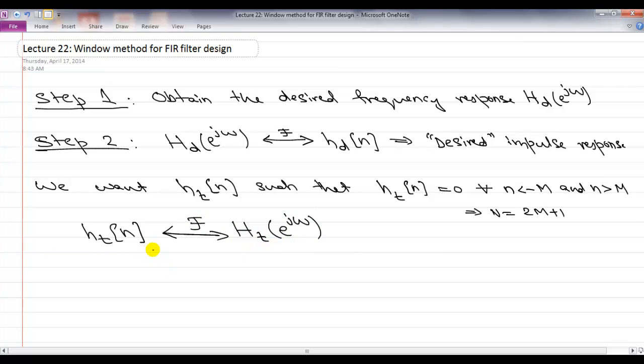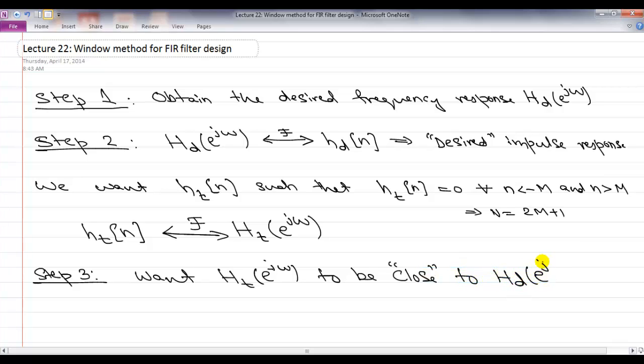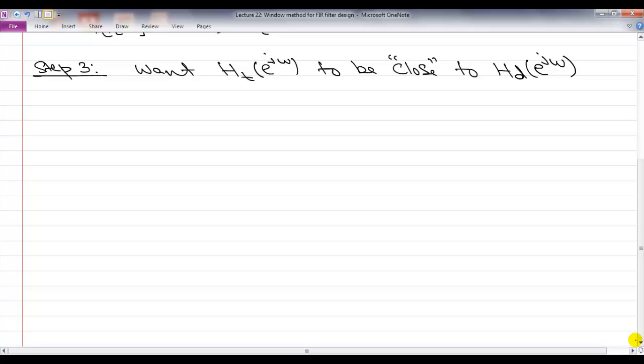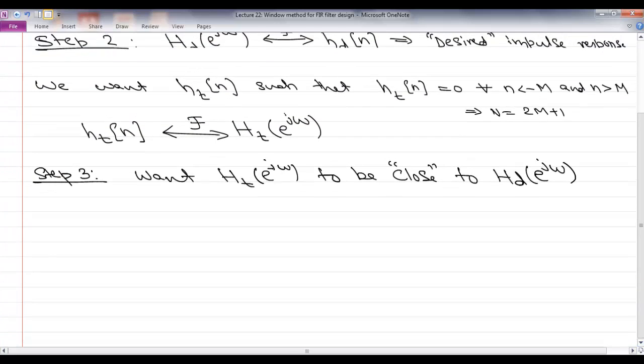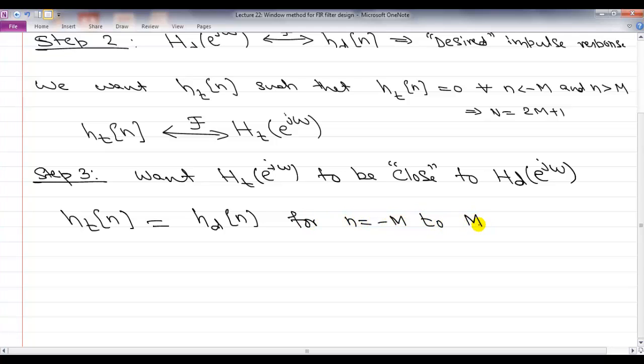And where we ended last time was, the third step is, we want H_T of e to the j omega to be close to H_D of e to the j omega. The way we defined the closeness was through the mean squared error. When we did all the calculations using Parseval's identity, what we ended up getting was that H_T[n] should be equal to H_D[n] for n from minus M to M. This is the formulation that we had gotten.